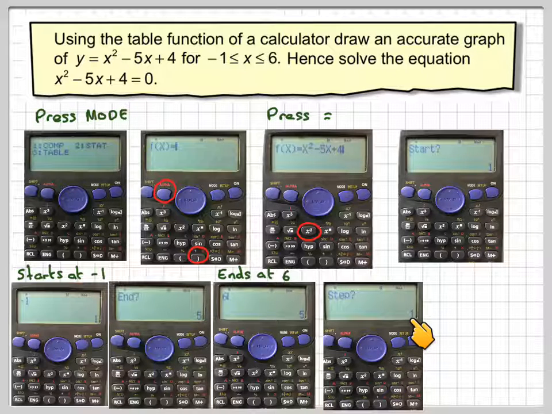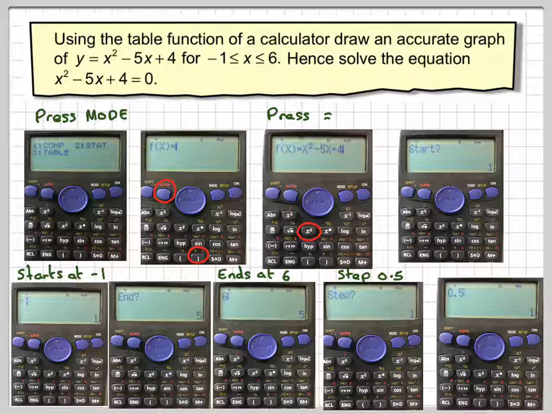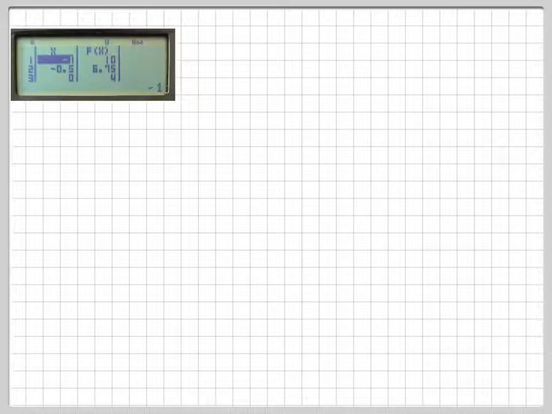Now the step, we could have the step going in 1. What that will do is start at minus 1, and the next values will be 0, 1, 2, 3, 4, 5, 6. But quite often in a quadratic, it's better to put the step at 0.5, and then that will mean it will go up at 0.5. So we got to this stage, we press equals, and then the table comes up.